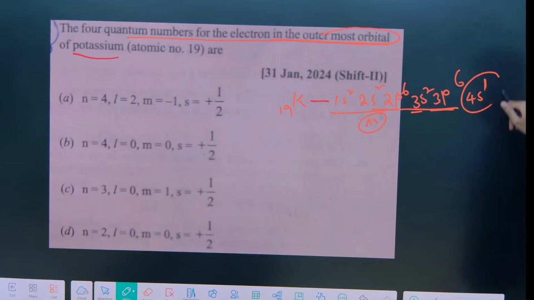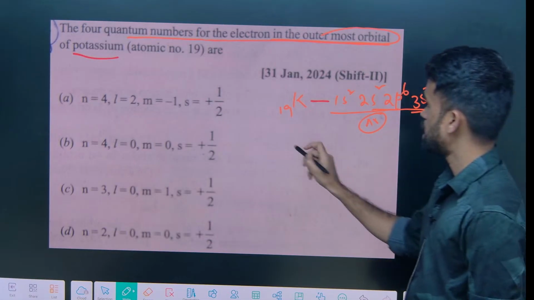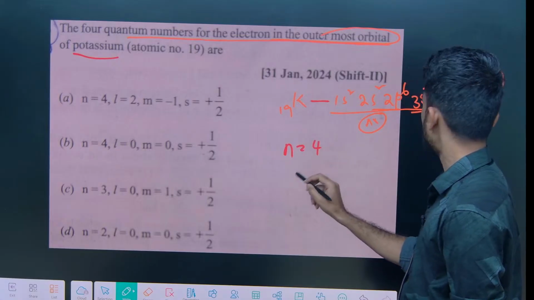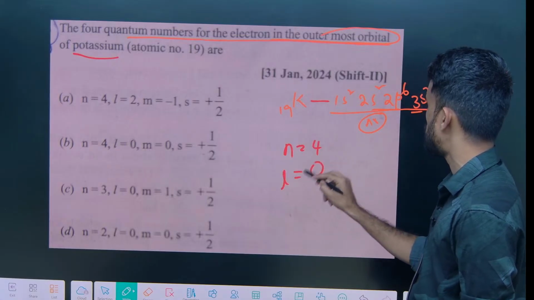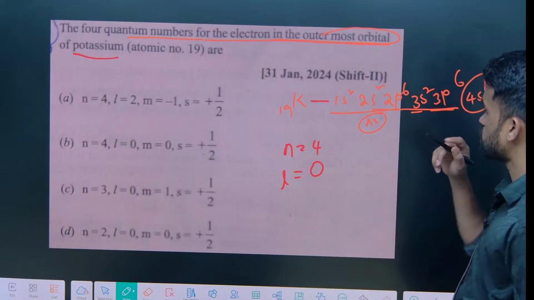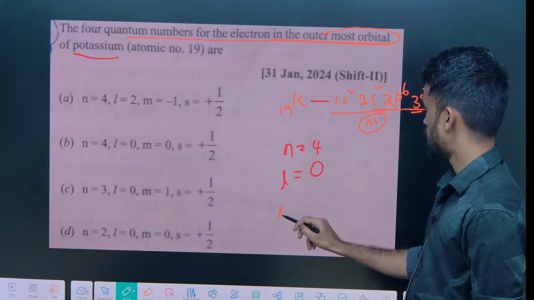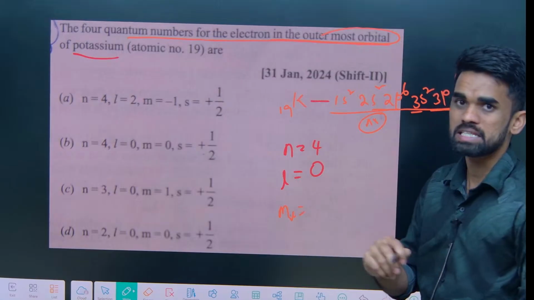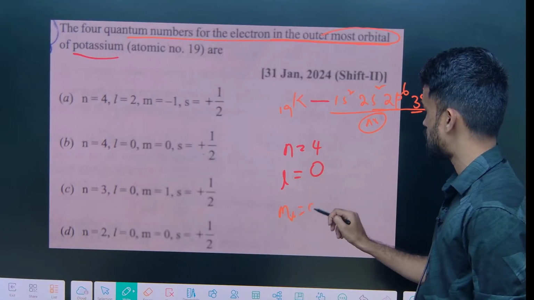This is the outermost orbital now. So what is that? The n value is 4, and the l value for an s orbital will be 0. The next one is the ml value. How much is ml? ml lies from minus l to plus l. So l value 0 means ml is also 0.